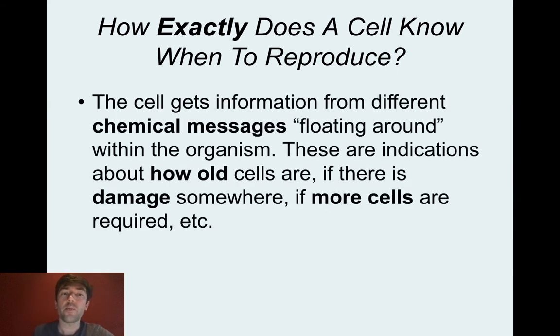So how exactly does a cell know when to reproduce? How does it get those instructions? Let's talk about that for a second. It gets information from different chemical messages that are kind of floating around within the organism.